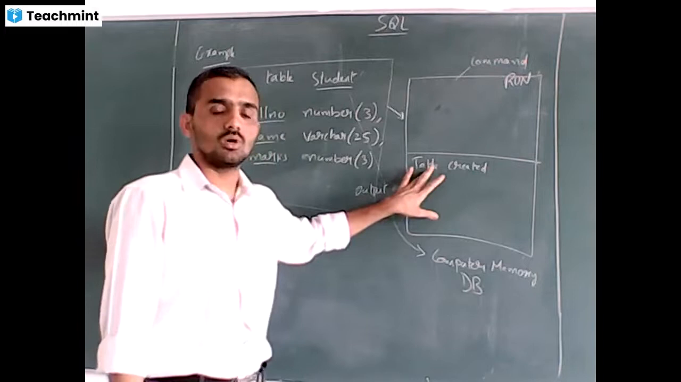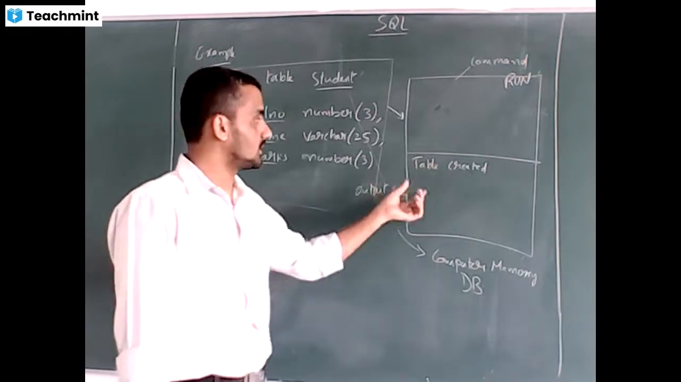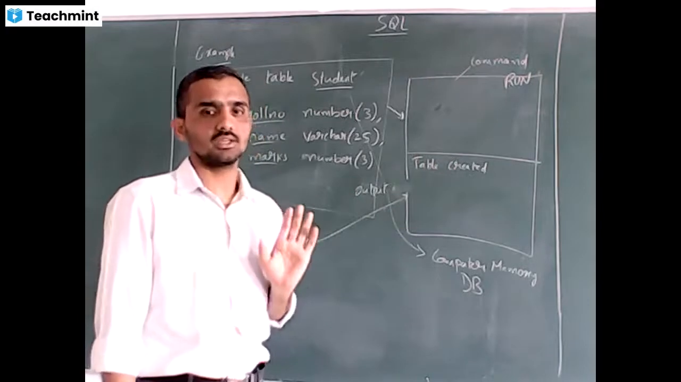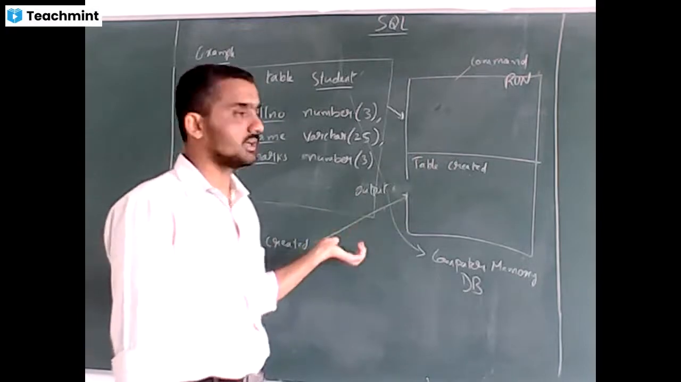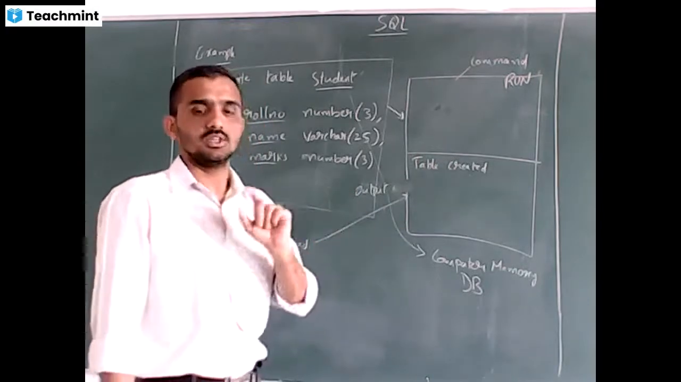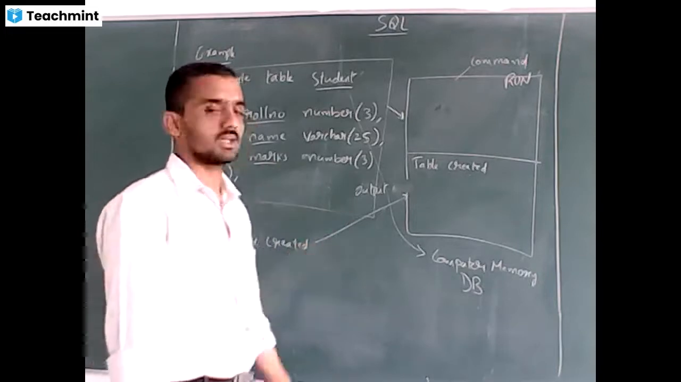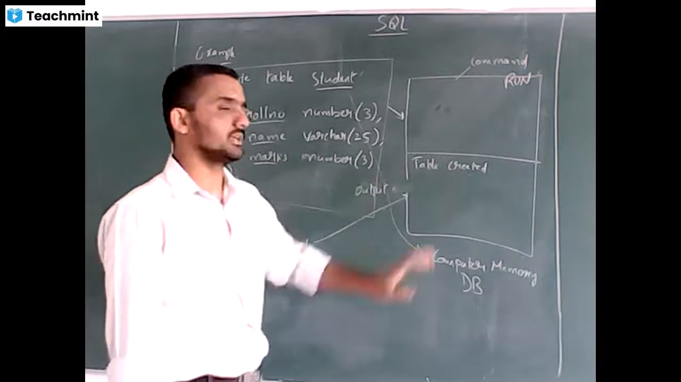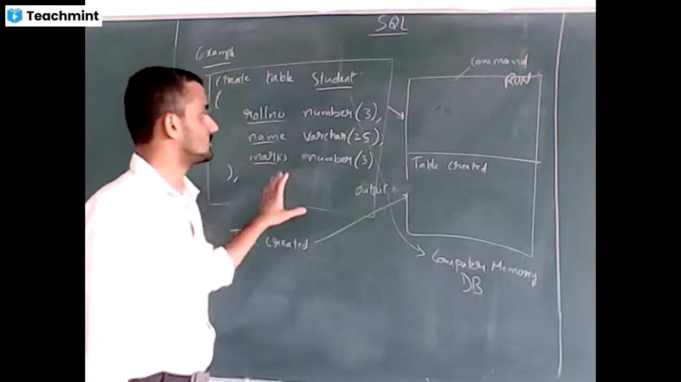If you want to come to know whether a table is created or not: once the table created message is displayed, 100% the table is created without any error. But if I want to know the table, column headings, and table format, there are other commands. So with this command, you get the message table created. Just note this down.